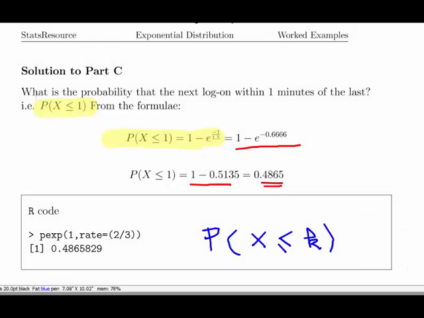Using the R code I described previously, that's the probability of x less than or equal to k, where k is equal to 1, and that is the code you would use. In this case it's fairly straightforward and does not require the additional argument. So moving on.